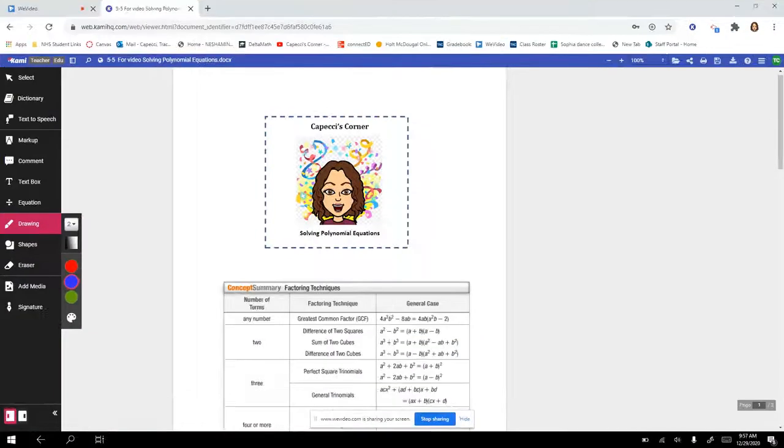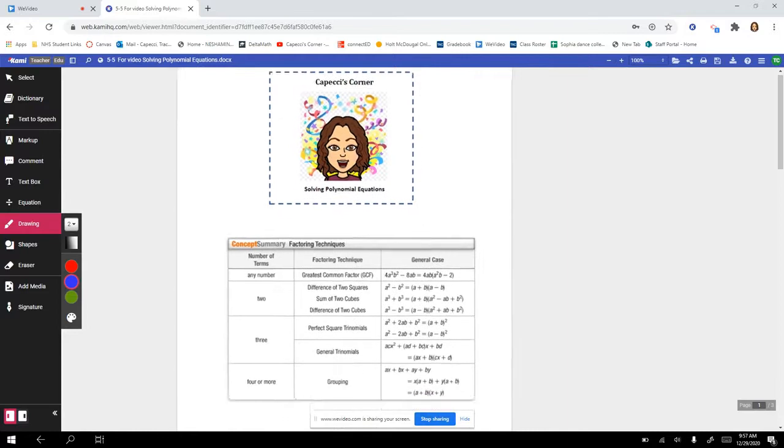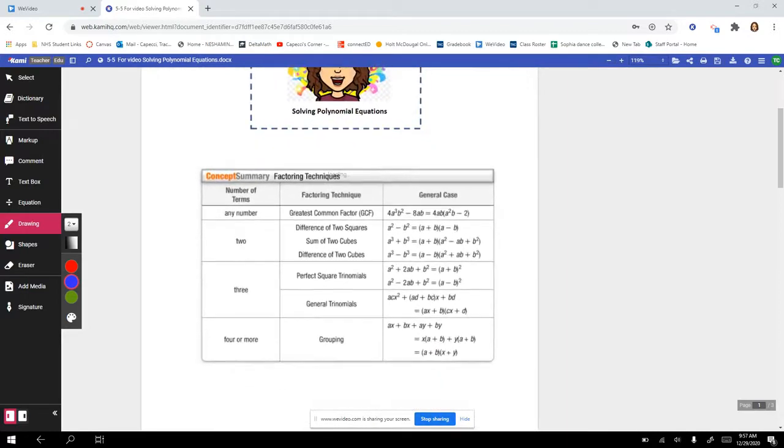Today on Capechi's Corner, we're going to look at solving polynomial equations. This first chart is going to be helpful as you look at different factoring techniques. Which method you can use depends on how many terms you have. With any number of terms, greatest common factor is always, always, always the first thing you look at.